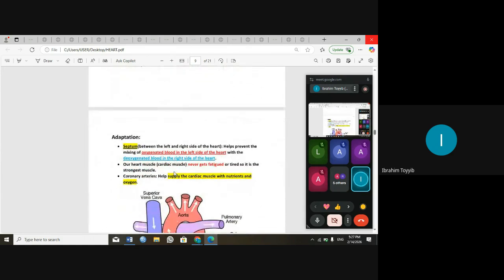So you know that. This is the septum. The septum is found between the left and right side of the heart. It helps to prevent mixing of oxygenated blood in the left side of the heart with the deoxygenated blood in the right side of the heart. So that's how the septum separates the two parts of the heart.